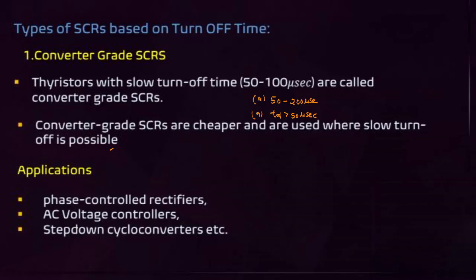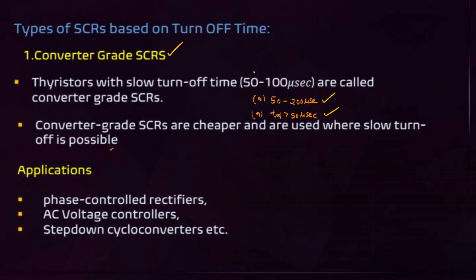Based on the turn off time, the SCRs are classified into two types. One is converter grade SCRs, another is inverter grade SCRs. Very important observation: for converter grade SCRs, what are the turn off times? Converter grade SCRs have high turn off time, that is 50 to 200 microseconds, or greater than 50 microseconds.